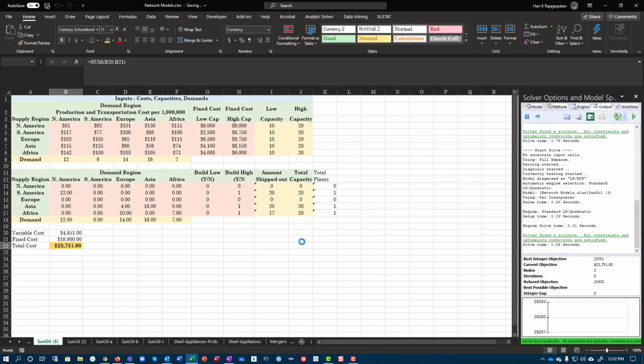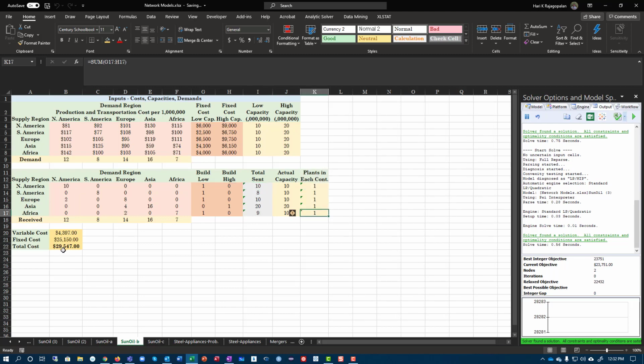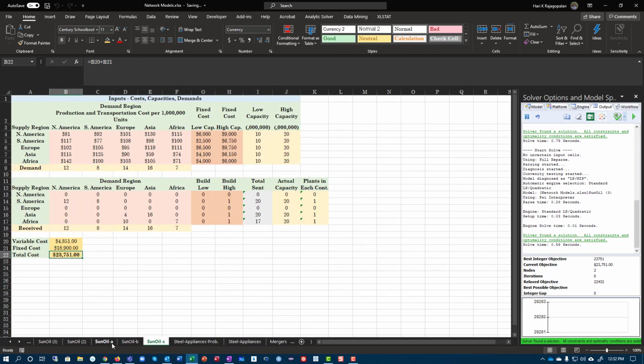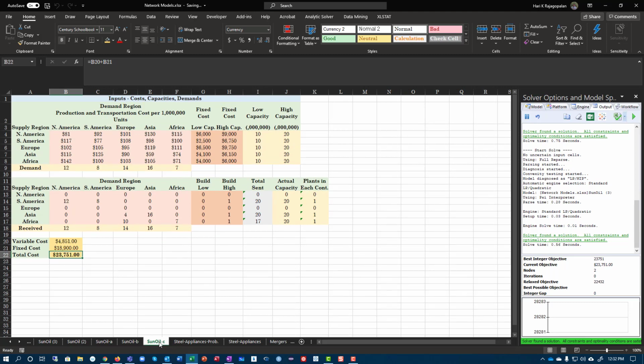And so if you rerun this model, it will force you to select one plant each, but you can't have more than one. You don't have two in Asia. So you can see here the answers. The first answer comes to 23,581. If you're forced to build, you spend about 6 million more because of extra fixed cost here. You can see the fixed cost jumping up. And then if you're restricted to building one but don't have to build in each area, then it goes to 23,751, which is slightly more than 23,581. All right.